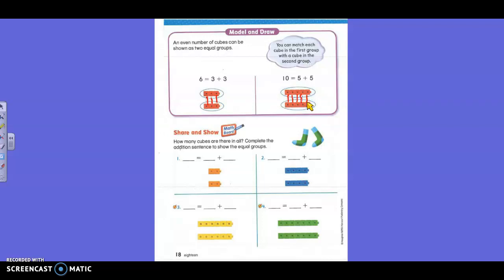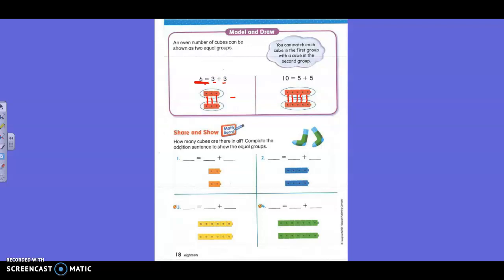Okay? We're going to do share and show today. And on your share and show, we are going to write our number sentence. They have the answer first and not last. That's not normally how a number sentence goes. It's kind of backwards, but it's okay. It says, how many cubes are there in all? Complete the addition sentence to show equal groups. So it's like these ones up here. They put the answer first, or how many total cubes there were in all. And then they showed how many were in each group.